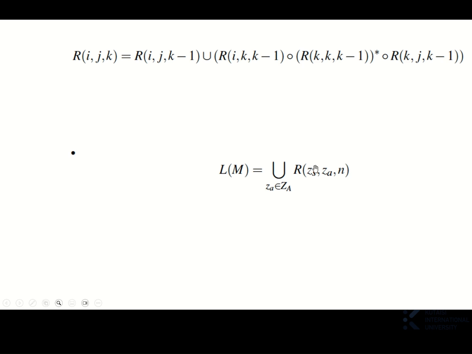So if your words start at the start state and end at the final state, there may be many final states, so I'm taking a union over all final states. But this one single set, without the union, is one concrete final state, and it consists of all words that start at zs, this is a number, end at za, and in between every state is less or equal to n.